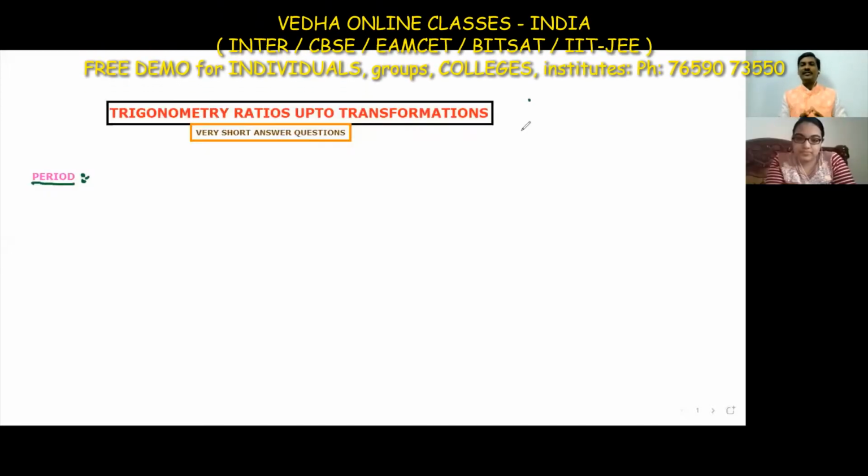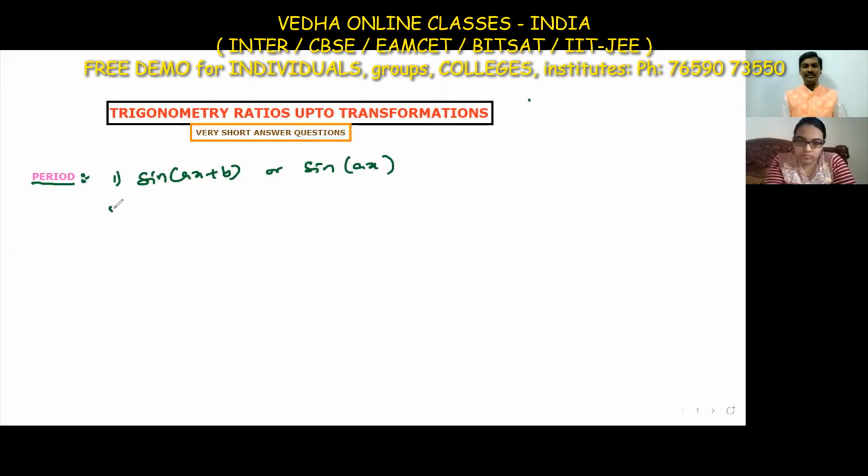So the trigonometry ratios up to transformations in the very short answer questions. Period of the functions is very important. Particularly we are going to get questions on the sine function, cos function, tan function. For example, we have sine of ax plus b function or sine of ax form. What is the period of the function?